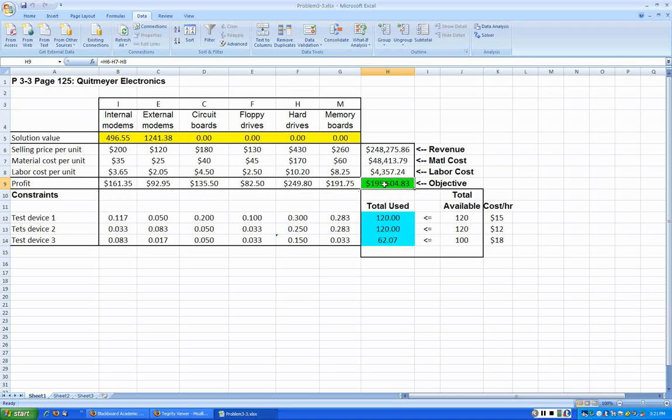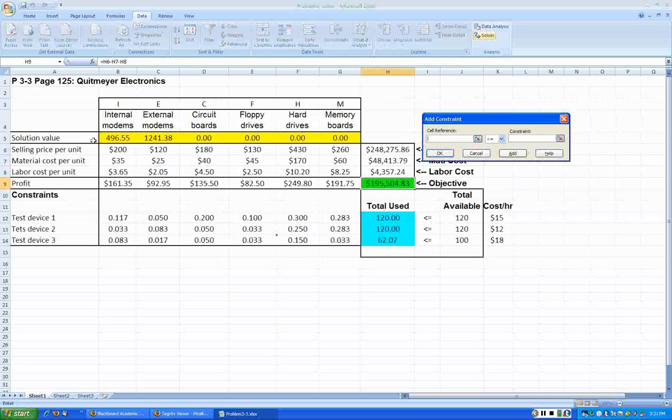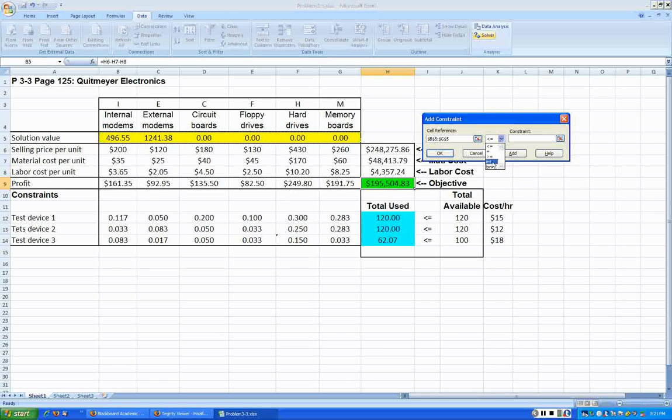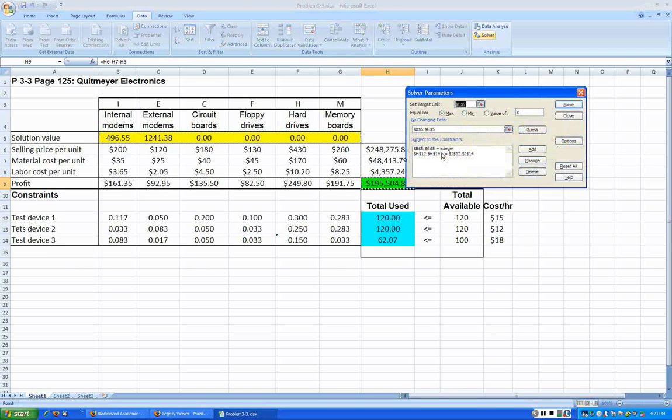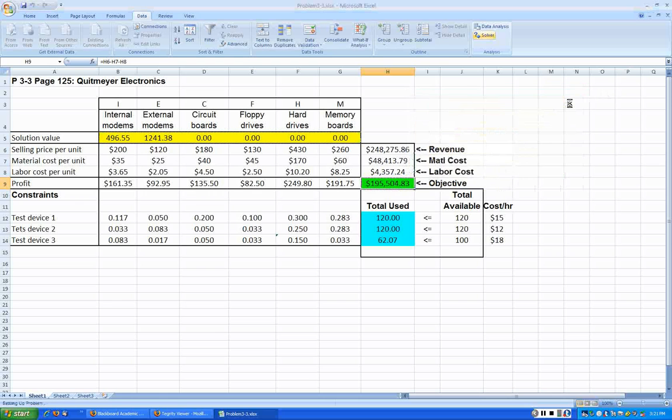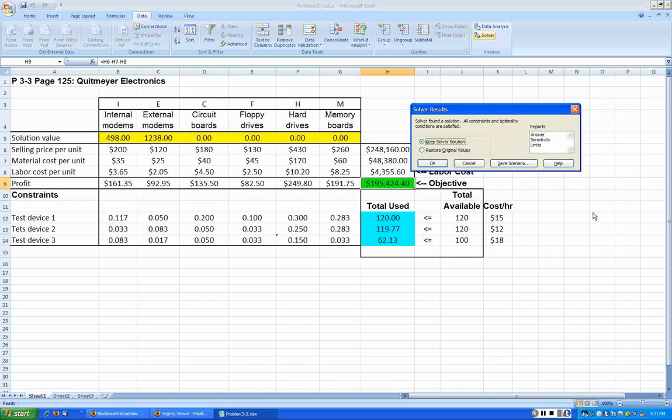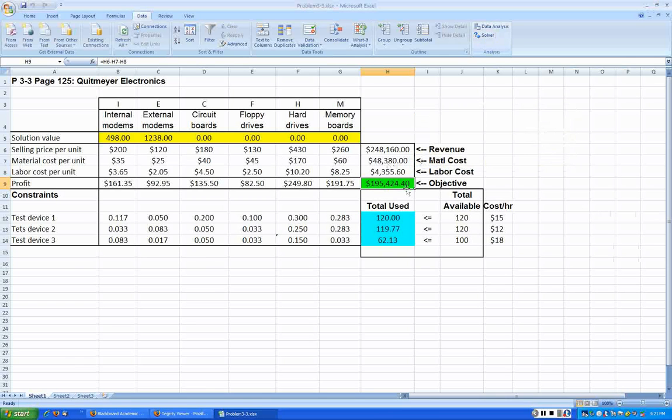So let's go back and put another condition on the problem: add a constraint that the number of units that we produce has to be an integer value. Just choose that as the integer value. Click OK. Now you solve the problem. Now you see that we basically fixed it. This is called integer programming. That's an extension of linear programming in which we fix the variables to take on only whole values, for a profit of $195,424.40.